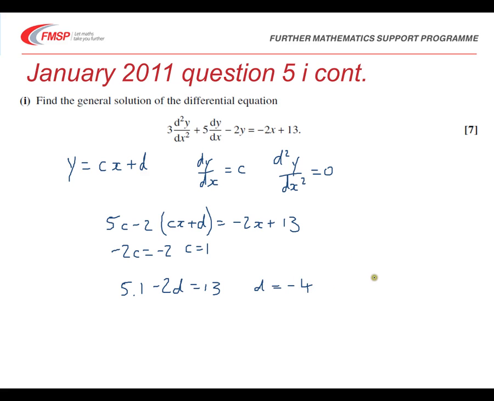Therefore, my particular integral is x minus 4. And so I can just finish this off now by writing out my solution, which is y equals ae to the 3x plus be to the minus 2x plus x minus 4.